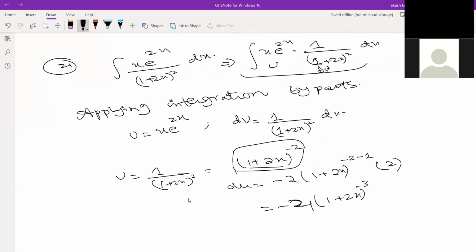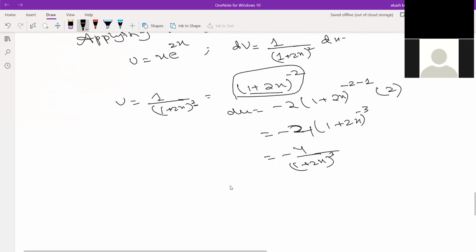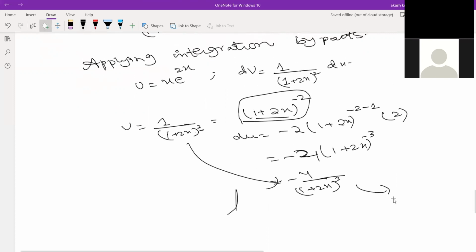Did you realize that the power is increasing? It was 2 and it has become 3 now. If I differentiated it again, it is going to be power 4. Our aim is to be more simplified, right? That is reducible, not increasable. Okay, thank you. So let me just erase it out.